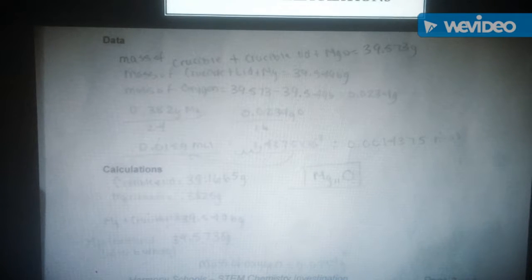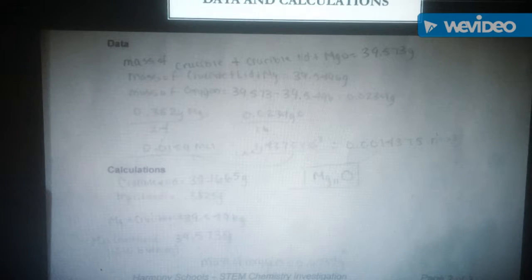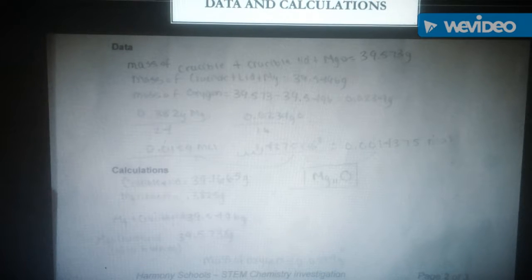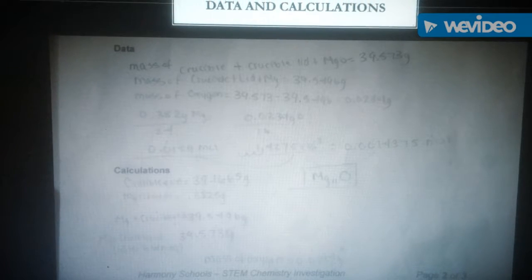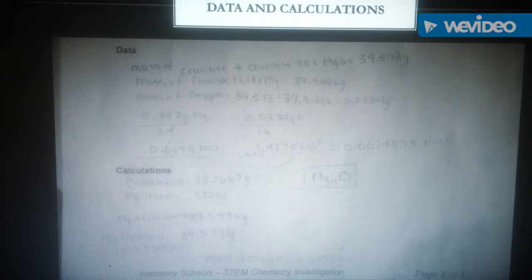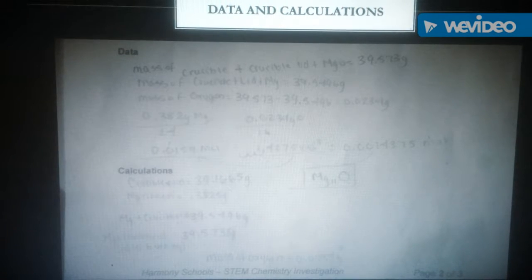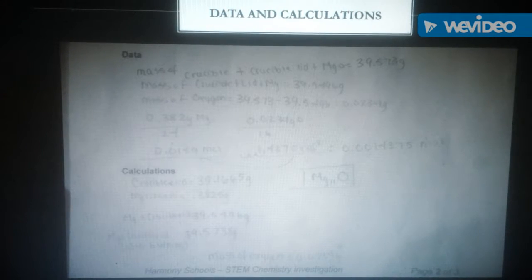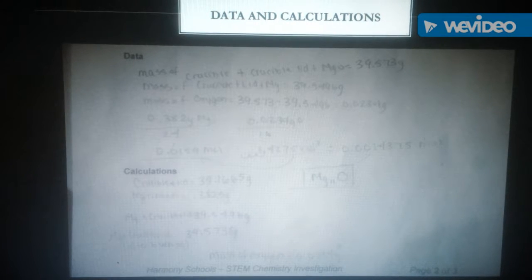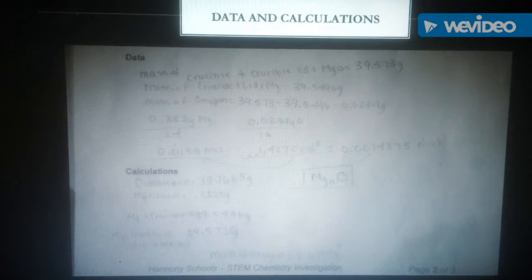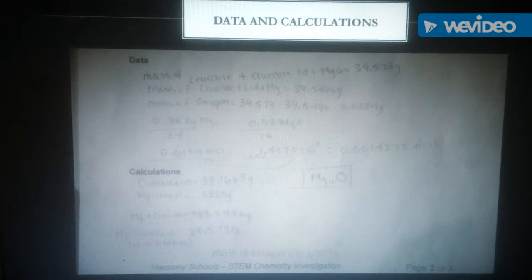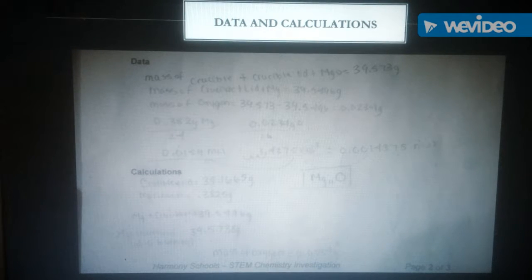Data and calculations. Take the mass of the crucible, the lid, and the magnesium, and subtract that from the mass of the crucible, the lid, and the magnesium oxide. The answer for that will be the mass of the oxygen. After that is done, take the mass of the magnesium and the mass of the oxygen and divide each of them by their own atomic mass. The quotient of that will be then divided by the smallest quotient of the two. And that would be your answer.